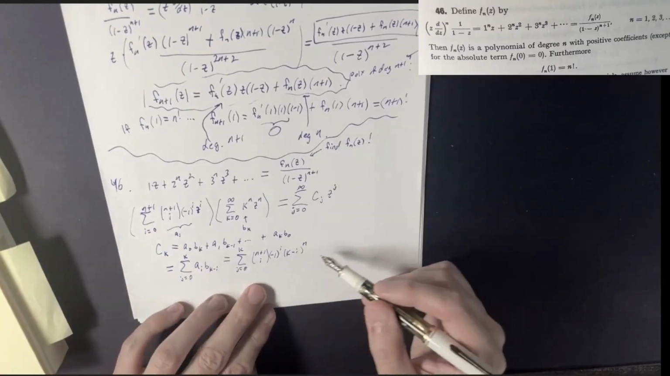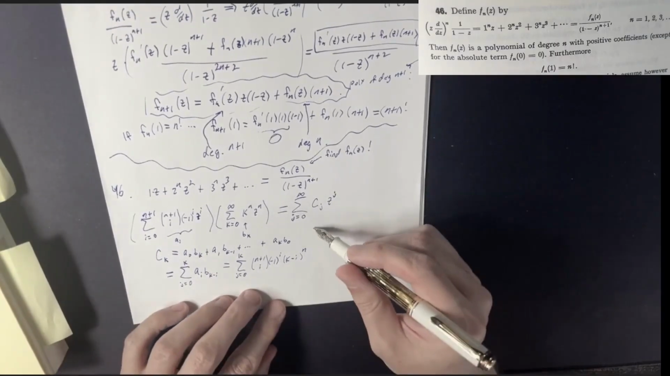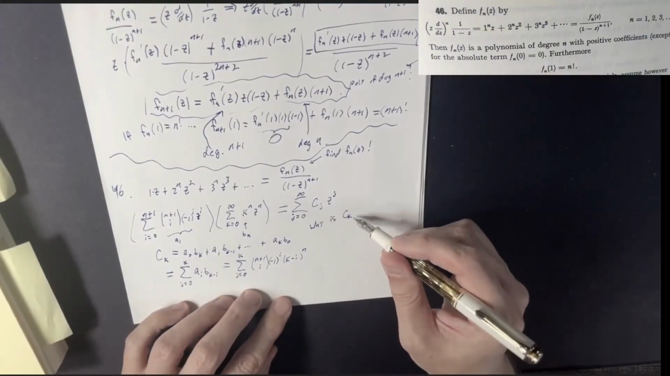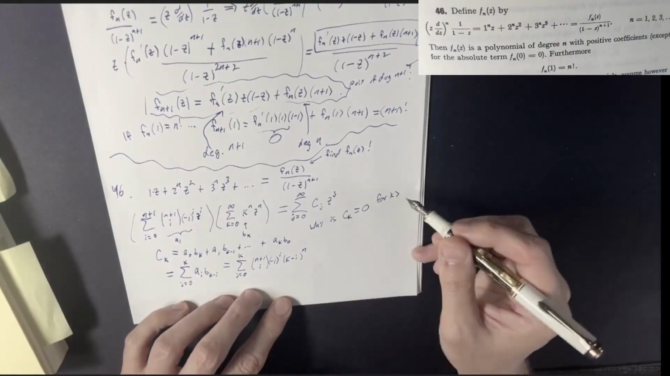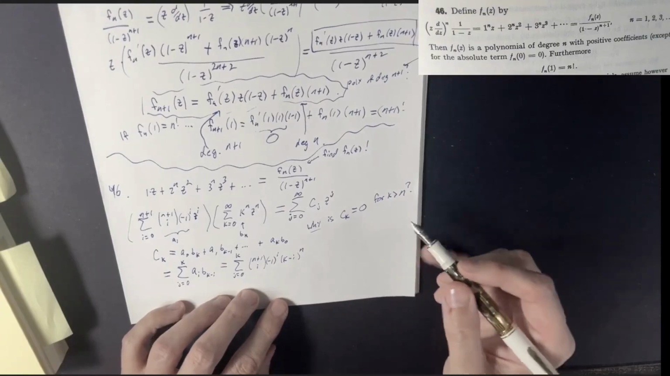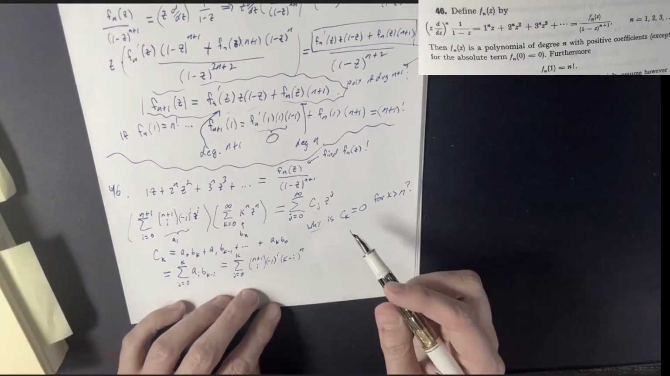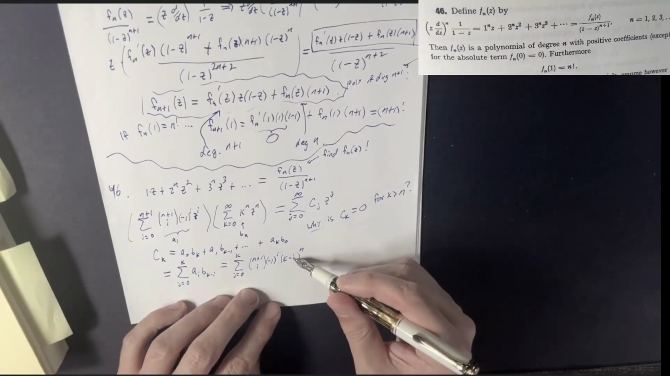And so at this point, I was like, okay, that's fine, but why is c_k equal to 0 when k is greater than n? And then I got stumped, right? It was clear to me that this had to be true, so did I just discover some new identity or something?